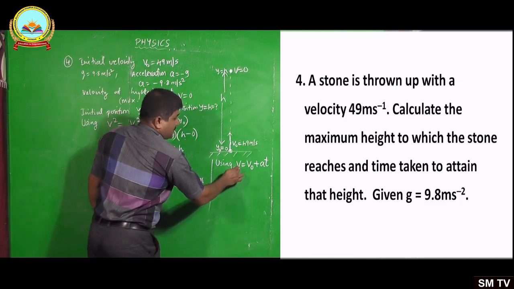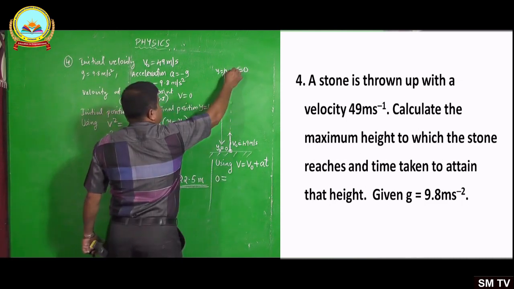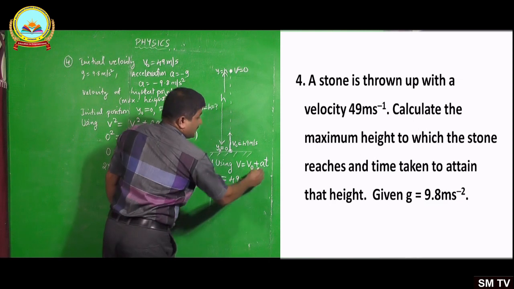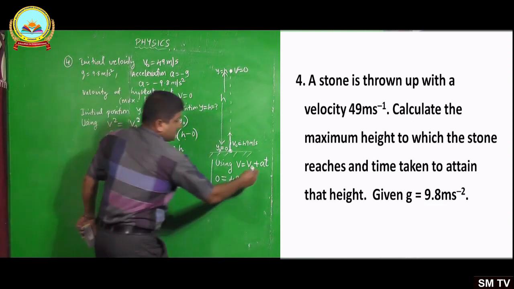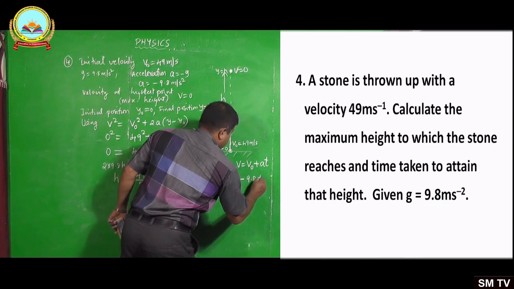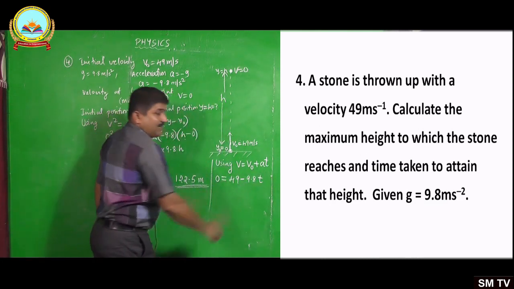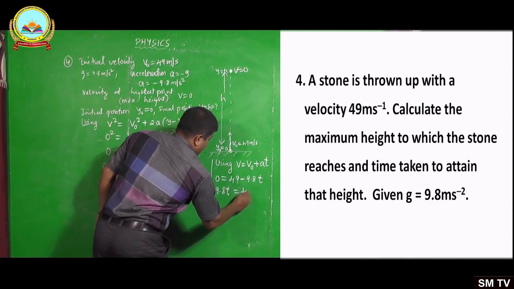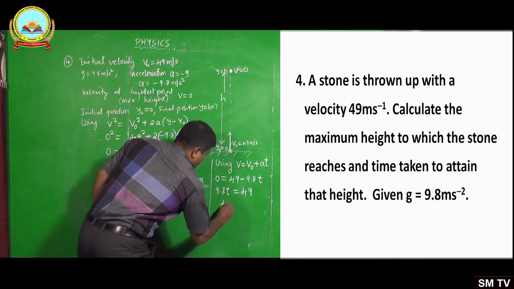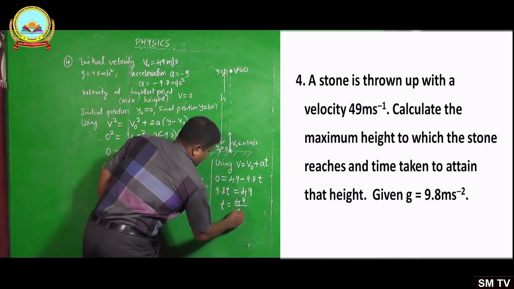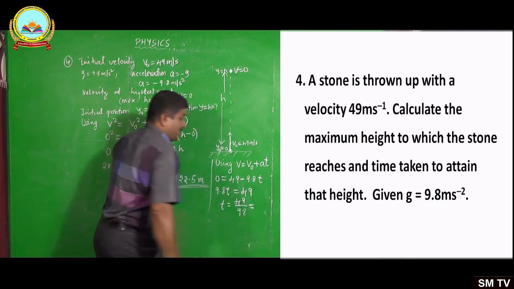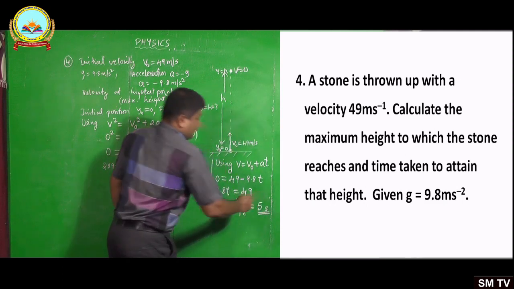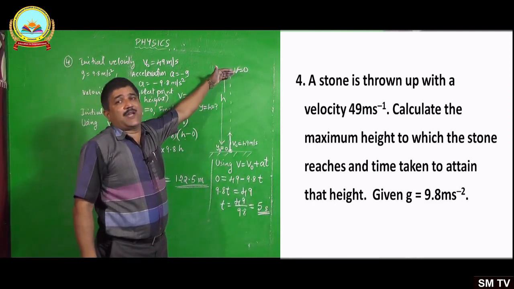So now substitute the values. V is the final velocity, which at the highest point is 0 because it stops at the highest point. V naught is 49, minus a is minus 9.8, so it is minus 9.8 into t. Now again you see a minus term is there in the second part. Bringing it to the LHS, 9.8 t equal to 49. So t equal to 49 divided by 9.8. You can calculate using a calculator or do direct division. That is 5 seconds. So that means it will take 5 seconds to reach the highest point.